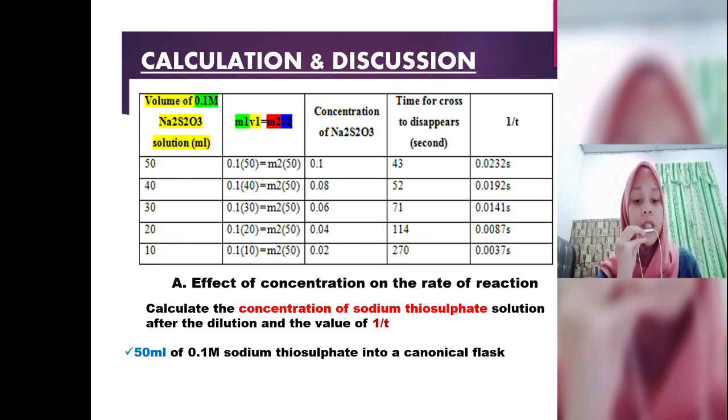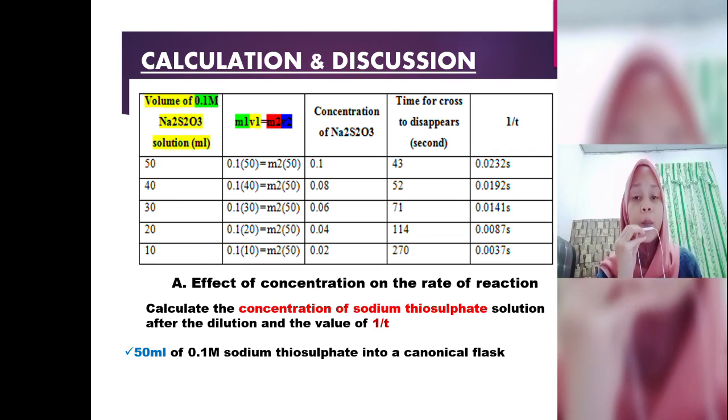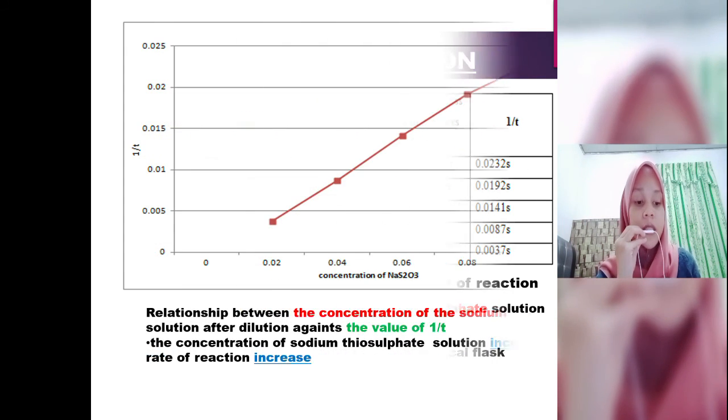To find the concentration of sodium thiosulfate, we use the dilution equation M1V1 equals M2V2. M1 is the concentration of the concentrated solution, V1 is the volume of the concentrated solution, M2 is the concentration of the dilute solution that we have to calculate, and V2 is the volume of the dilute solution. So we got the concentration of sodium thiosulfate by using the equation. Then we calculate the value of reaction rate 1/T. T is the time for the cross to disappear.